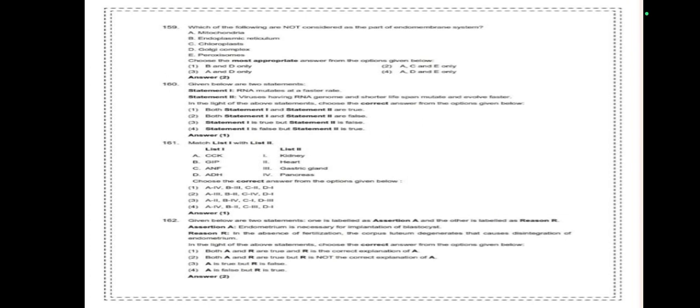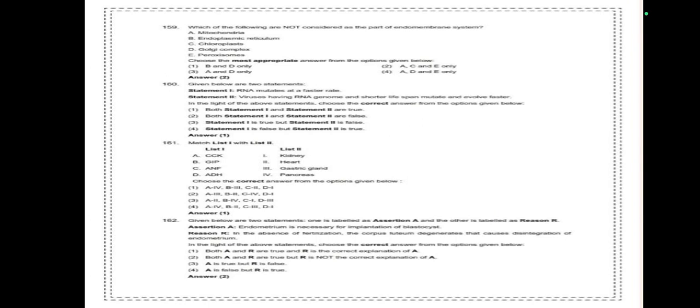Question number 160. Given below are two statements. Statement 1. RNA mutates at a faster rate. Statement 2. Viruses having RNA genome and shorter lifespan mutate and evolve faster. In the light of the above statements, choose the correct answer from the options given below. Answer is 1. Both statement 1 and statement 2 are true.